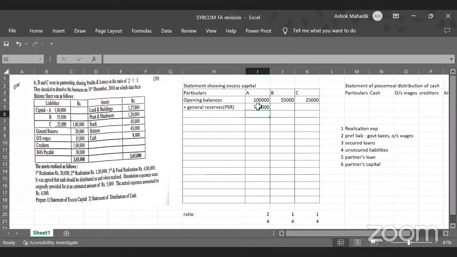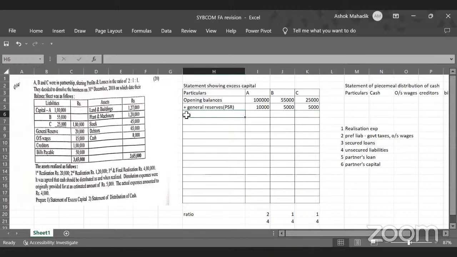Then 1/4. 1/4 means 5,000 will go to B, and the remaining 1/4, 5,000, will go to C. Is this clear, students? Now add. Suppose there had been one P&L account on the liability side. In the same way, you would have to distribute it.